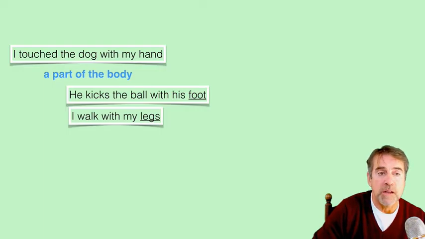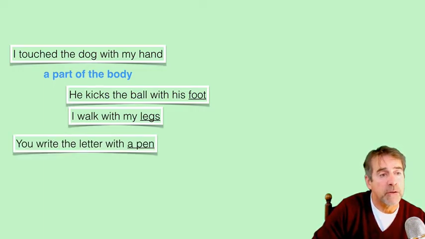I walk with my legs. How do I walk? I use my legs for walking. I don't say I walk by my legs. I say I walk with my legs because it's a part of the body. Let's look at another example.